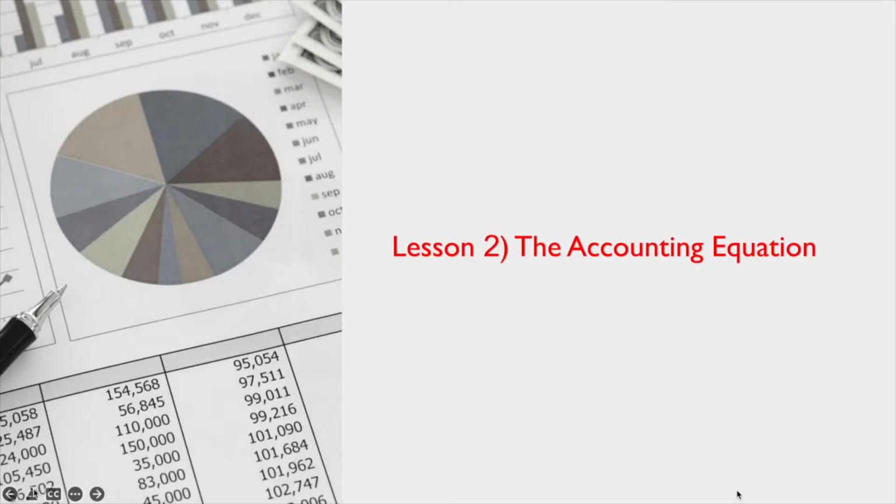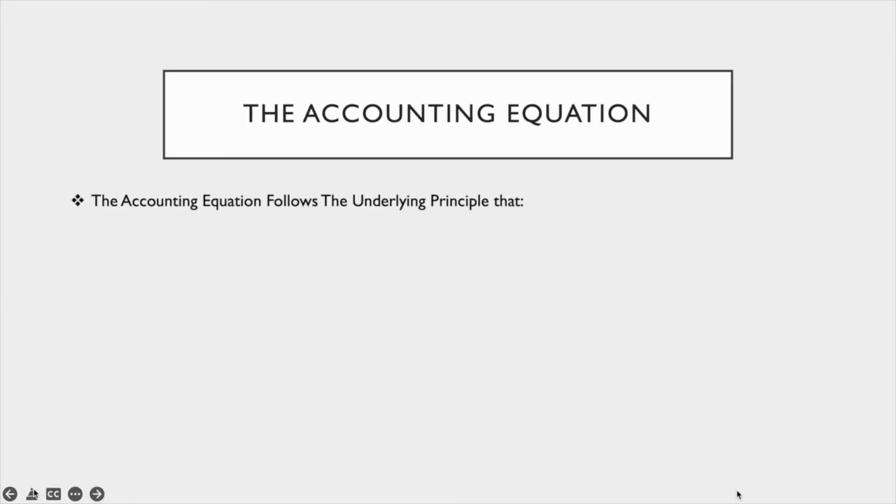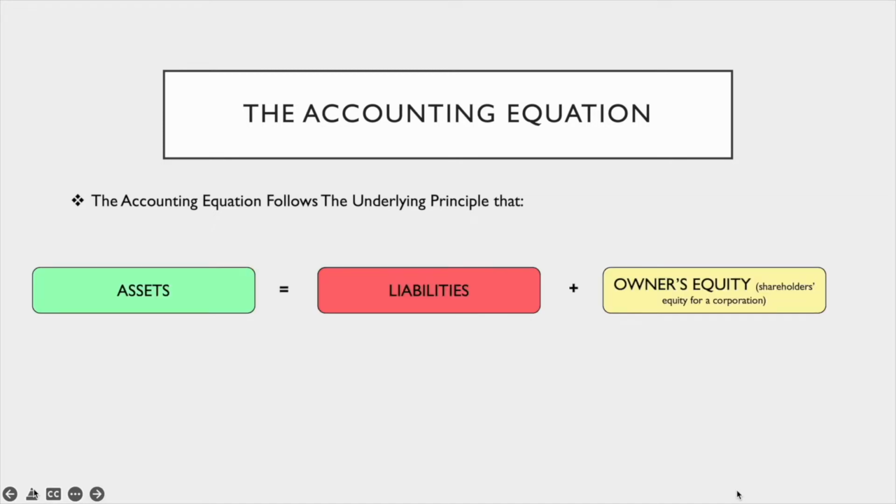Hello there and welcome back to this next lesson where we're going to pick up on a concept that we just spoke about in the previous video, and that concept was the accounting equation. The accounting equation follows the underlying principle that assets are equal to liabilities plus owner's equity.